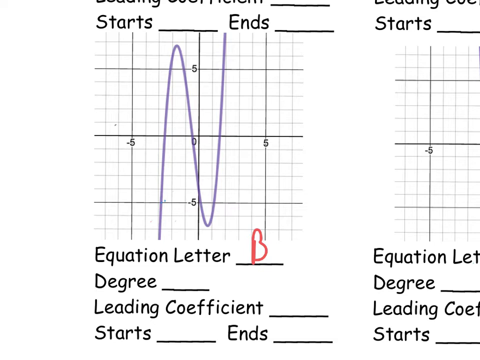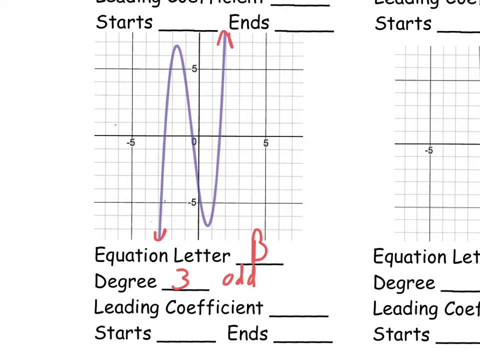The degree, well, the highest power there is the x cubed, so that's a degree of 3, and that is odd. And I want you to notice it starts negative and ends positive. It's going in opposite directions. Whenever it's an odd degree, this is what your graph is going to look like. The start and end go in opposite directions.